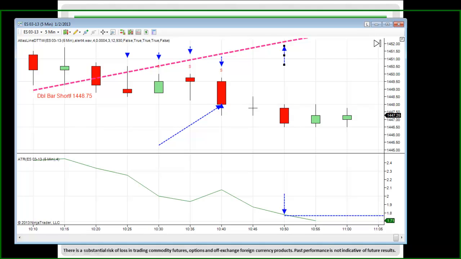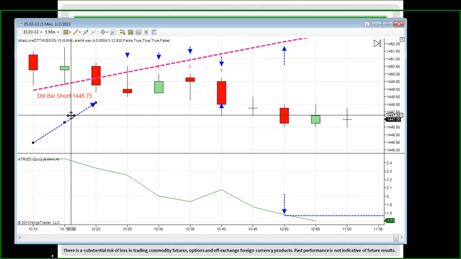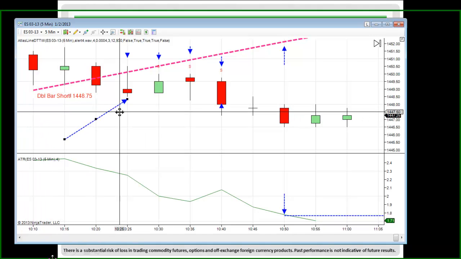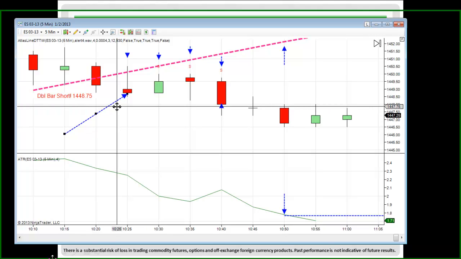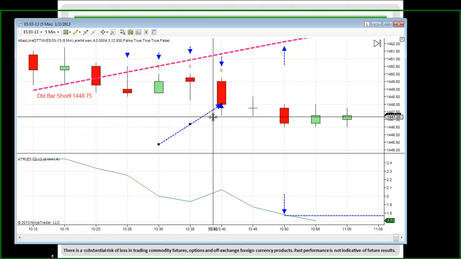Even though there are additional trades that happen into the afternoon, Clint, I include the strength and pullback trades as well as the original, which starts it off here, the double bar short, 1448.75. So when I calculate the results, this is an entry here, this is an entry here.